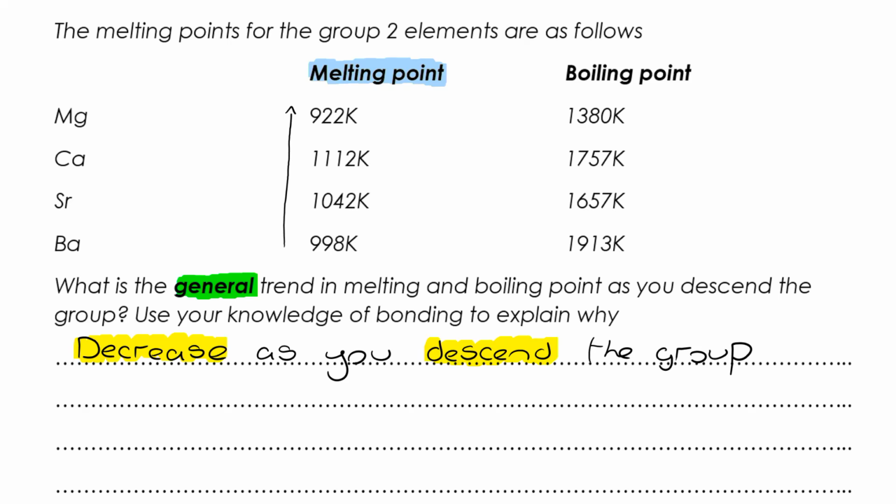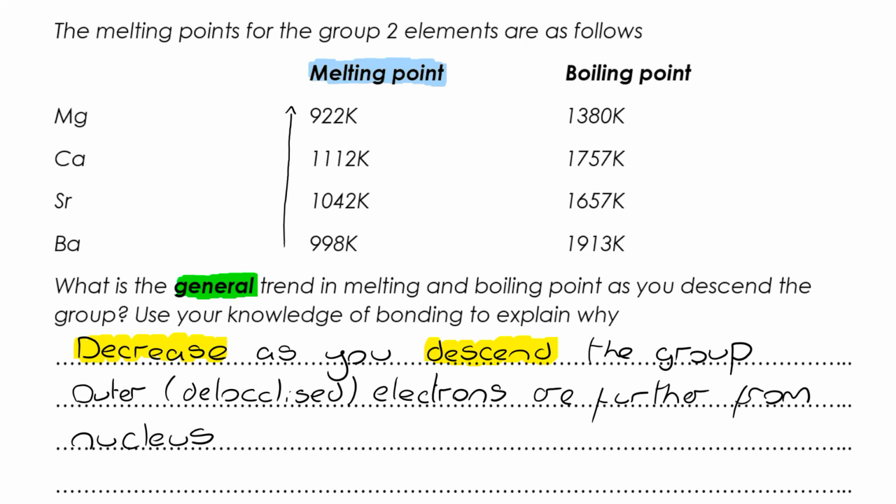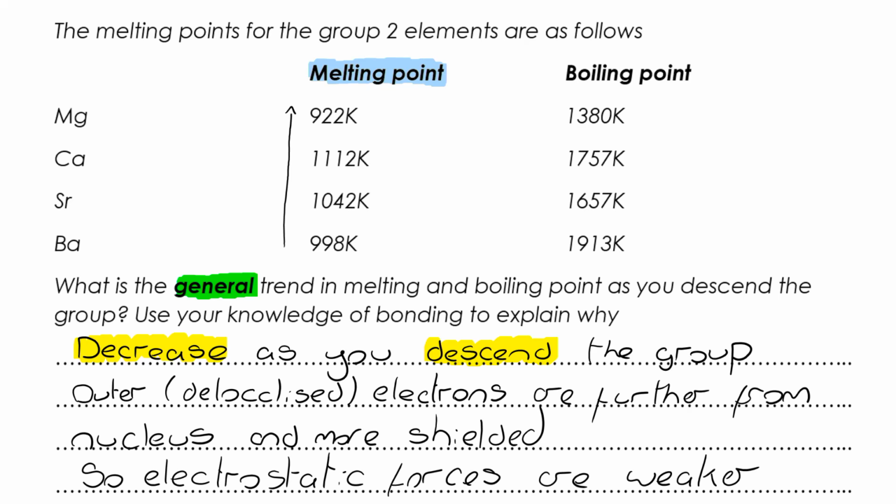Now, you've come across this before. First ionization energy across a period has a general trend, but it also has anomalies. And we're having the same situation here. The general trend here is that as you go down the group, the melting point goes down. Now, why would that be? Well, the outer delocalized electrons are further from the nucleus, and they're also more shielded because there are more inner electrons pushing them away. So the electrostatic forces that hold these metal ions together are weaker.